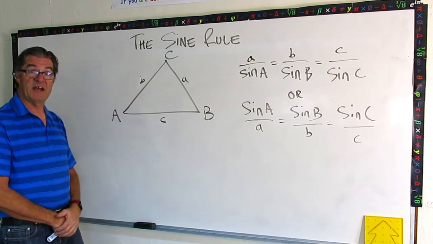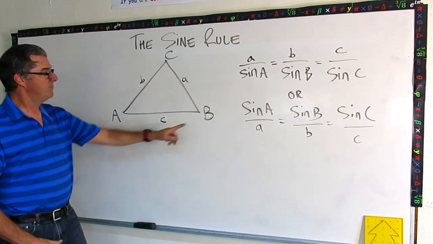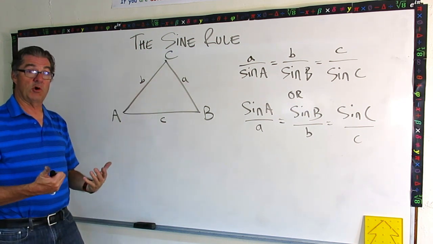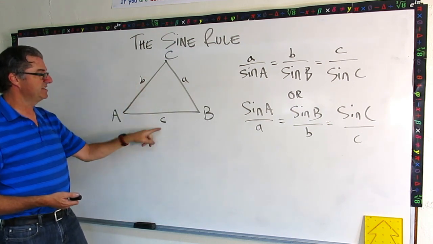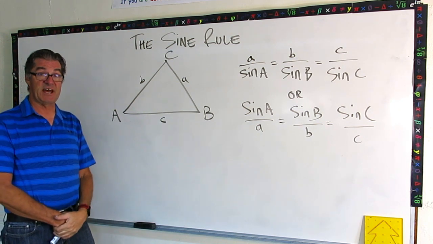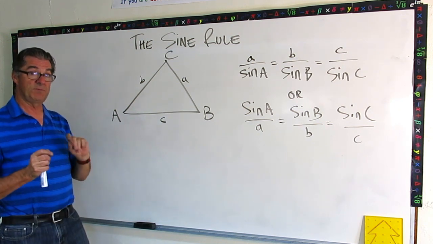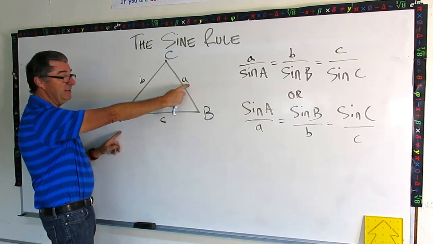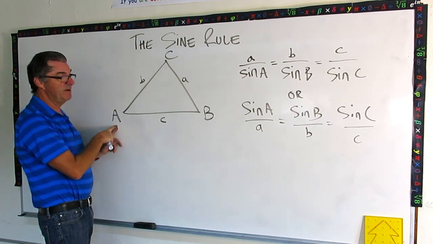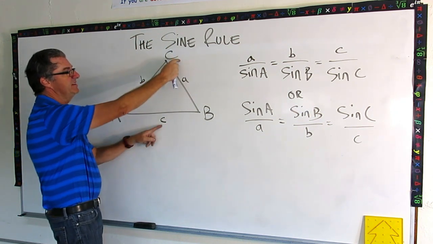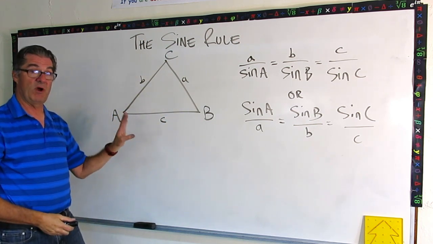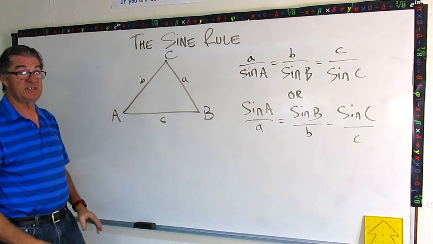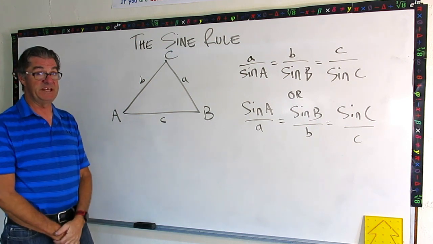So let's take a look at our diagram. Big A, B, and C designate the corners or vertices of the triangle, and then little a, b, and c designate the lengths of the sides of this same triangle. And then super important, little a, side length, is across from big A, angle measure. Little c across from big C, little b across from big B. It has to be this way. You want to be able to generate this diagram on paper whenever you need it.